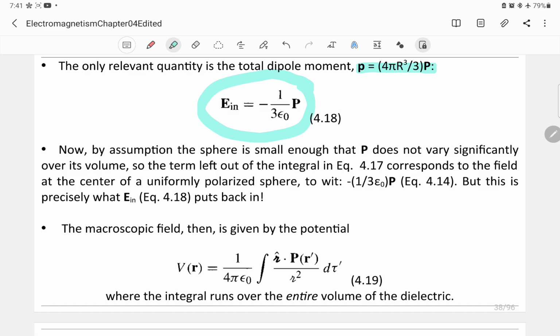So the macroscopic field then is given, in general, by this formula. So this is true for dielectrics, and the integral here runs over the entire volume of the dielectric.